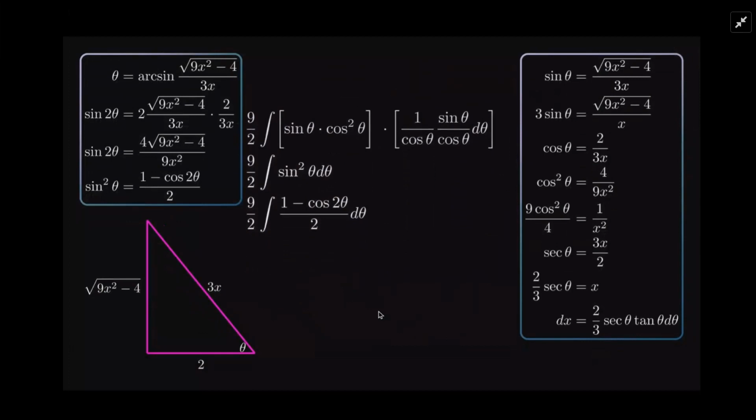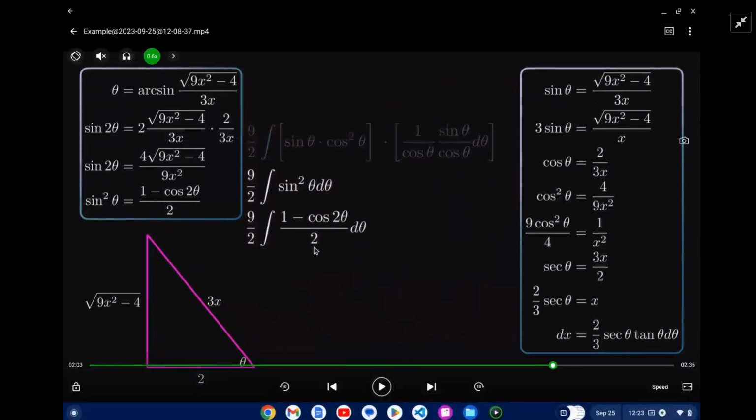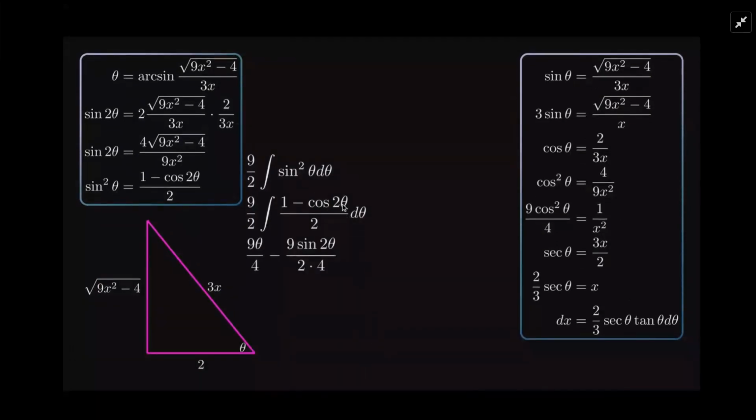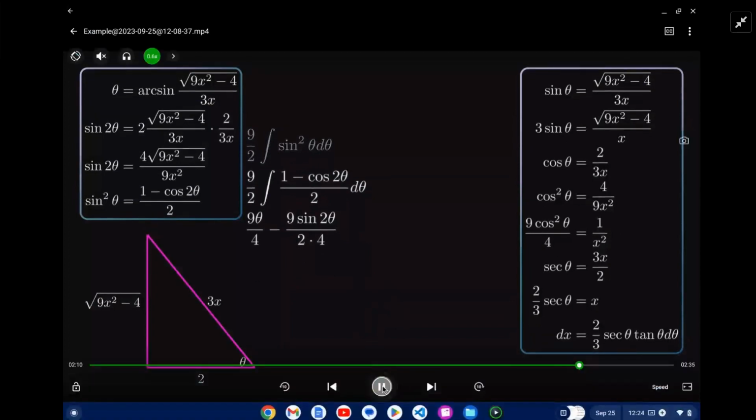Now this is a relatively easy integral because we have basically 2 pieces: a half, that's just a constant, and then we have cosine 2 theta. So the constant then is going to be 9 over 4 times theta. And then the integral of the cosine is the sine, and we have an extra 2 in the denominator. So we have 2 times 2 is 4, and then an extra 2. So that's there. We're done with that, and we need to go back to x.